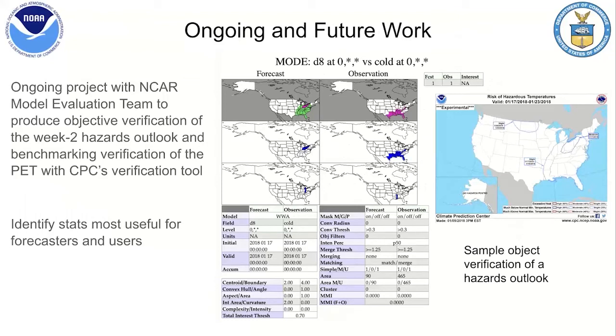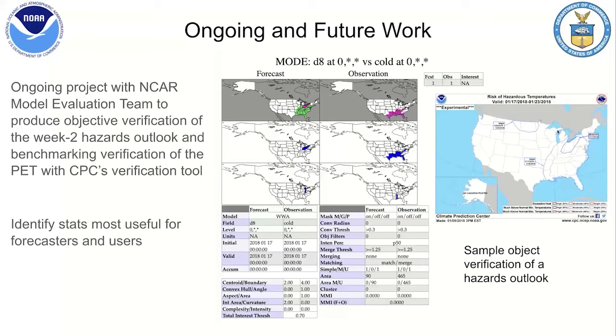So some ongoing and future work with extremes and hazards. We're currently involved with NCAR, their model evaluation team, their MET verification project, trying to get some of our forecasts into the MET tool, including the US hazards. So trying to do some verification of the US hazards based off of the NWS watches, warnings, and advisories maps, considering that sort of as our proxy for an observation. So what you see here is just an initial sample of what the object verification output from the MODE tool from MET can look like.